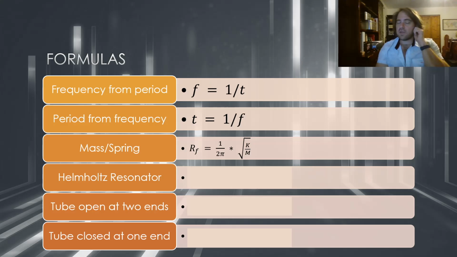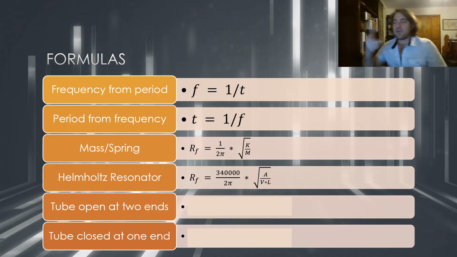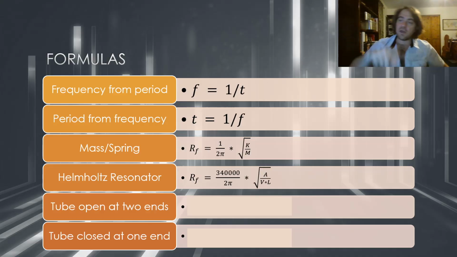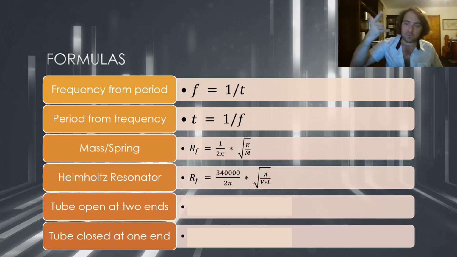What about the formula for a Helmholtz resonator? It's actually very similar to the mass spring model. The only thing that's different is that instead of 1, we're adding in the speed of sound. So instead of 1, it's 340,000. The 2 pi is still 2 pi, and then we've still got the square root of some numbers. With mass spring, it's the stiffness of the spring and the mass. Remember, K is the stiffness of the spring, M is the mass.